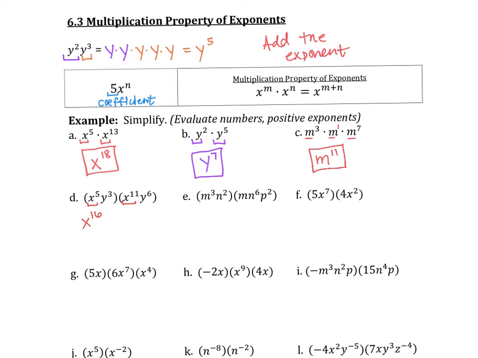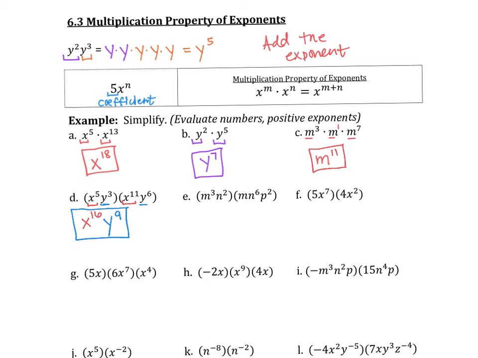And now I'm going to look at the y's. This has a base of y. This also has a base of y. Since they're multiplying, I can add the exponents and keep the base of y. So the base is y, and then the new exponent is 3 plus 6. So my final answer is x to the 16th, y to the 9th.